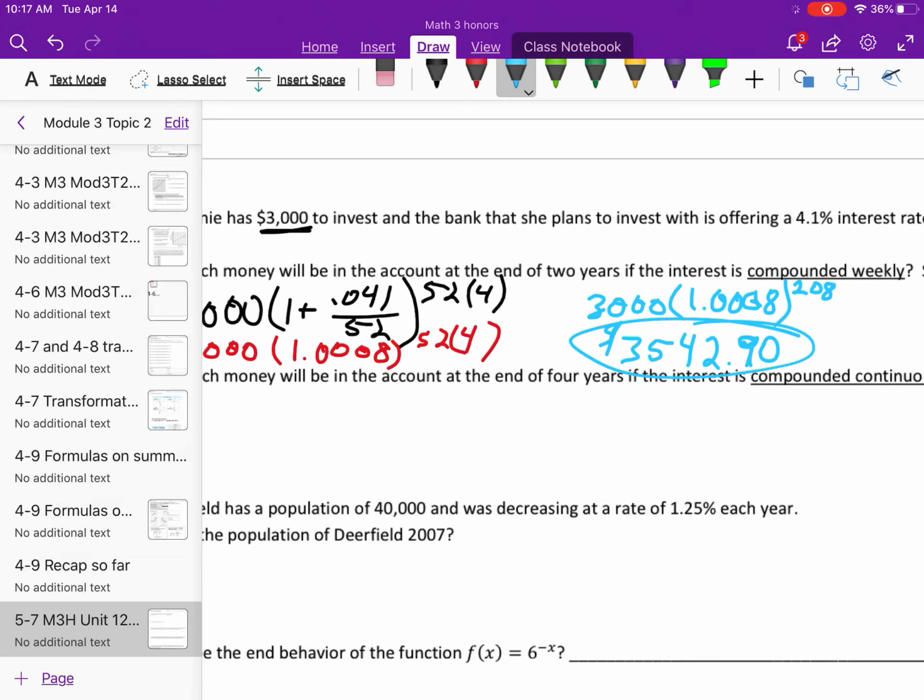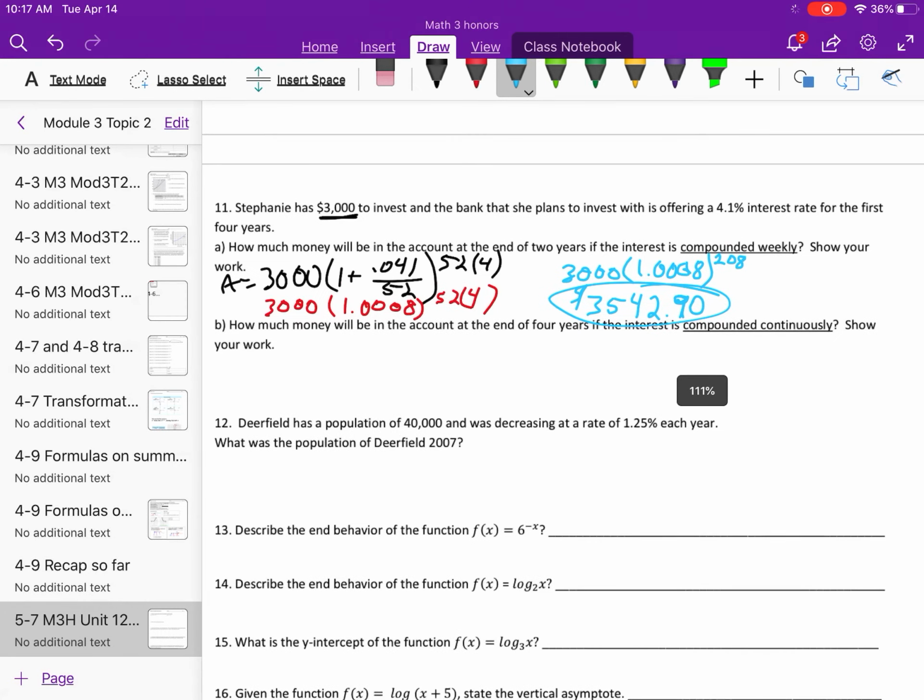You can see after 4 years, even though we're compounding weekly, it's not a crazy amount, right? $500 isn't crazy, but it's a good investment. A 4.1 interest rate is really good. If you're looking at regular bank accounts, it's not that high. So this must be some sort of good bank, right? Usually a 2% is pretty good for banks or something like that.